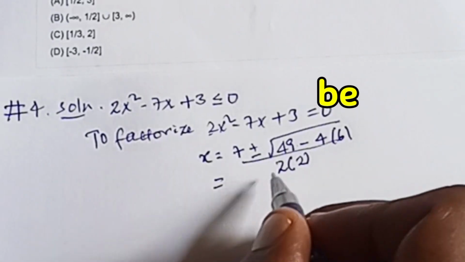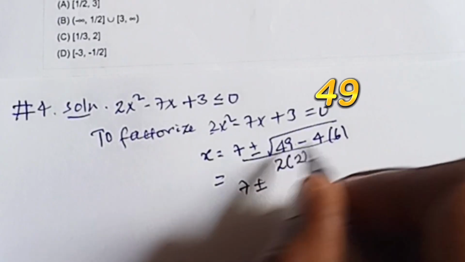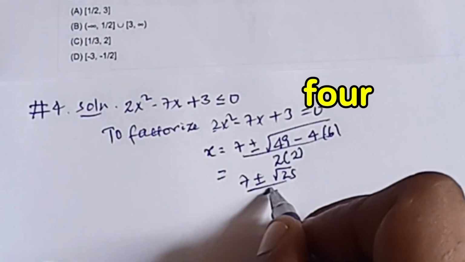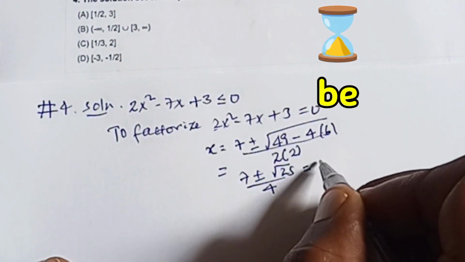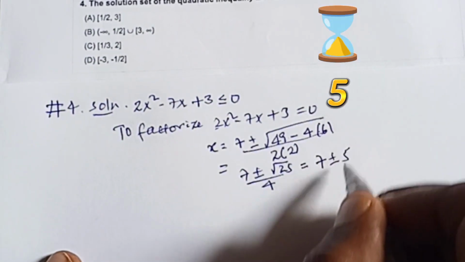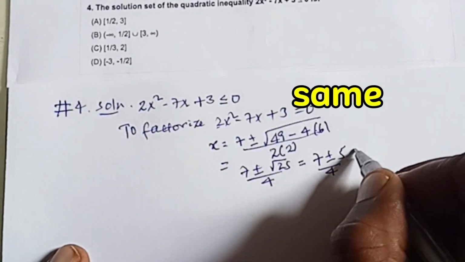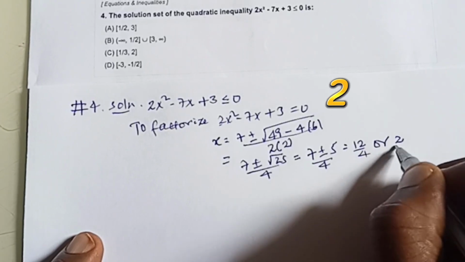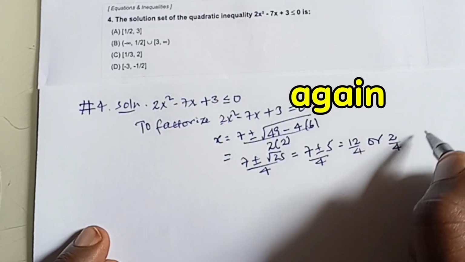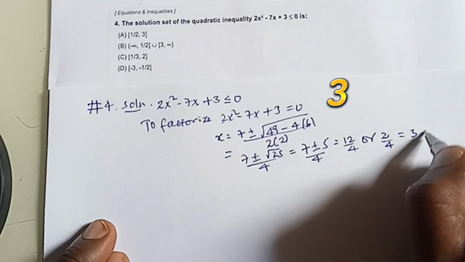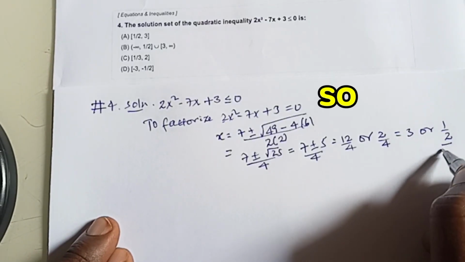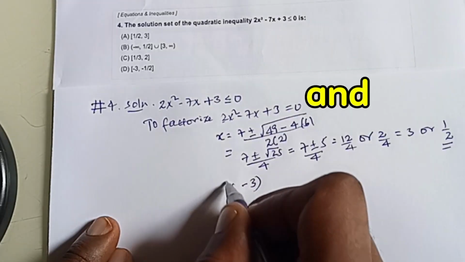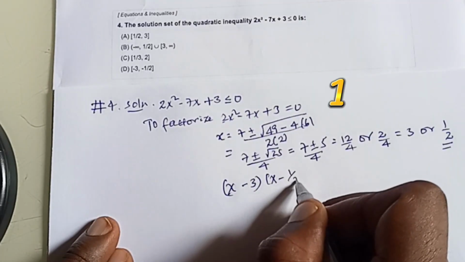So this can be 7 plus or minus the square root of 49 minus 24, which is 25, over 4. Now this can be 7 plus or minus 5 over 4, which is the same as 12 over 4 or 2 over 4. So this is again the same as 3 or 1 over 2. So the factorization can be x minus 3 and x minus 1 over 2.